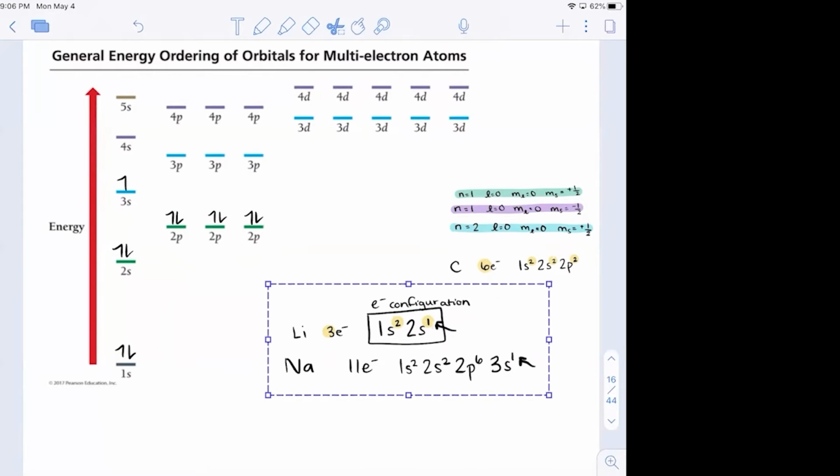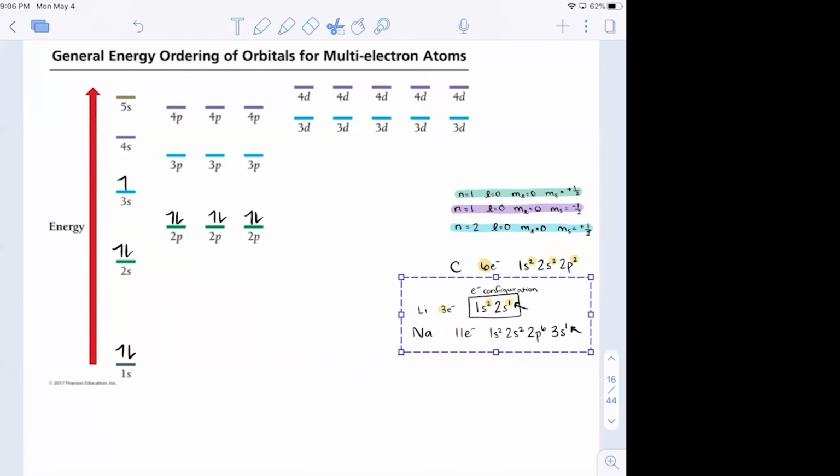Let's just move these aside so we can do a couple more.